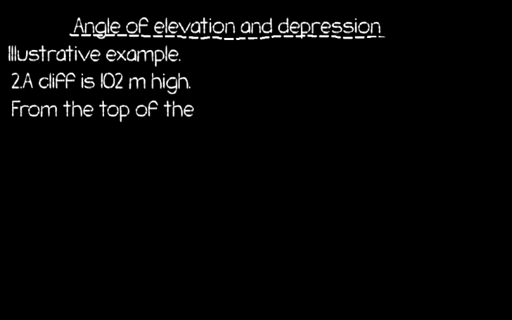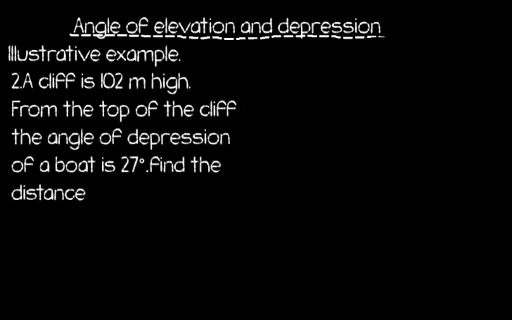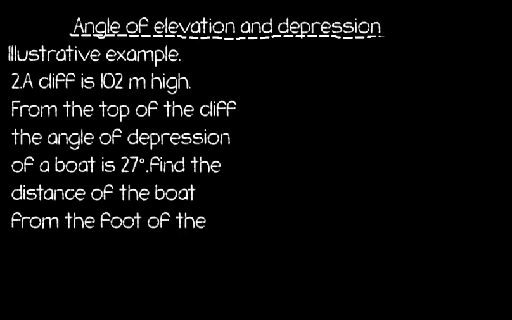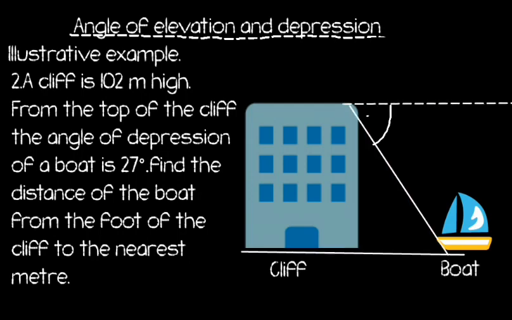So let's take the second question. A cliff is 102 meters high. From the top of the cliff, the angle of depression of a boat is 27 degrees. Find the distance of the boat from the foot of the cliff to the nearest meter.